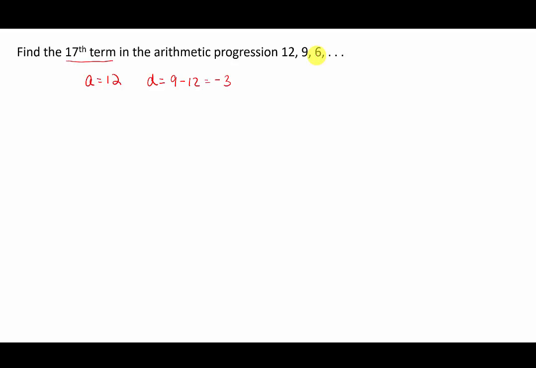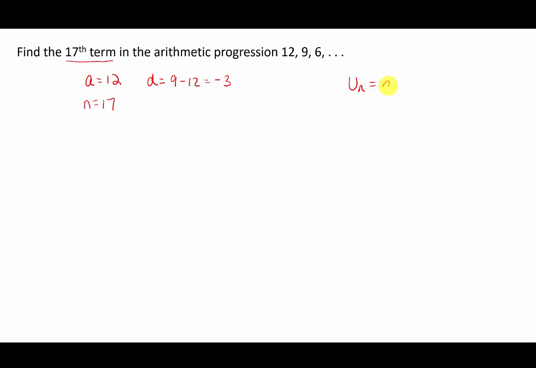Okay. What else do we know? It says find the 17th term. So we know that n equals 17. And so we're not told to find the sum. We're not given a sum. There's no information about a sum in this problem. So we are not going to use our sum formula.